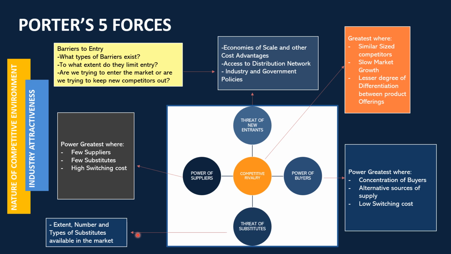Moving on to the bargaining power of suppliers, and it is usually greatest when there are fewer suppliers, when there are few substitutes, and when the switching cost between the products or between the brands is a lot higher. So all of these put together can help determine the overall profit potential of a particular industry. So a company can strategize accordingly.